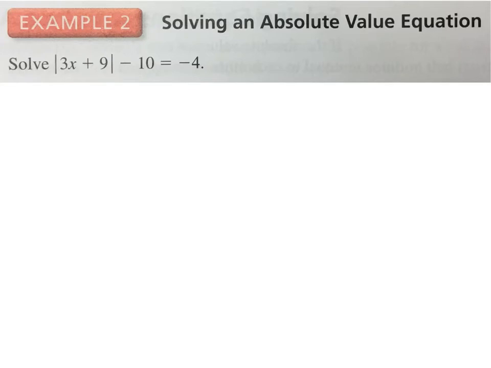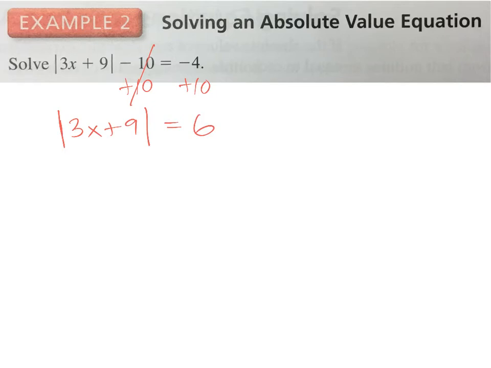All right, before we start setting up the positive and the negative cases, we first have to isolate the piece with the absolute value. So what am I going to do here? I need to get rid of this. Add 10 to both sides. Cancels out on the left. So now I have absolute value of 3x plus 9 is equal to 6.